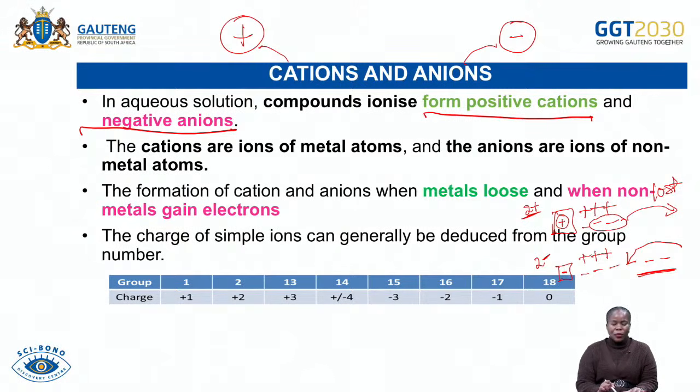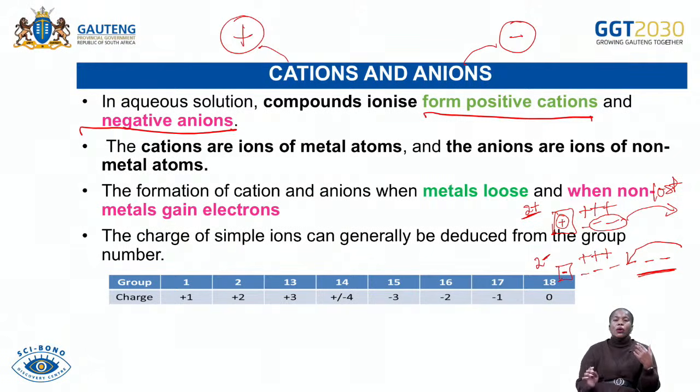Group number 1 will have a charge of positive 1, and it makes sense because in group 1 we've got the metals. Now the metals easily lose electrons. When they lose electrons, they become what? Positively charged, so they become cations. And then group 2, as well as group 13 and group 14.